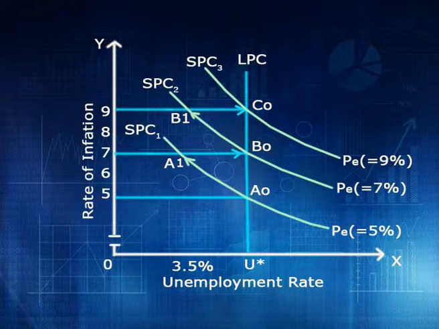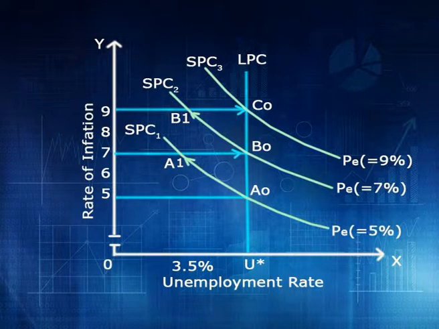The view of Friedman and his followers, the monetarists, illustrated the Phillips curve as SPC1 and the economy is at point A0 on it, corresponding to the natural rate of unemployment equal to 5% of the labor force in the figure.